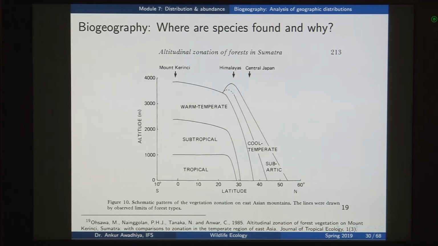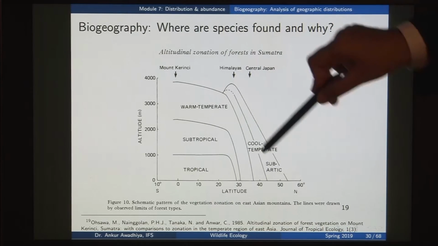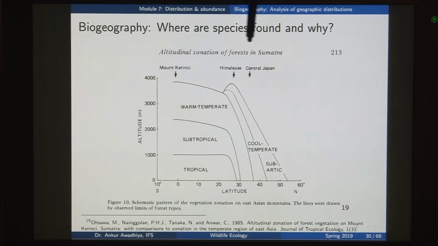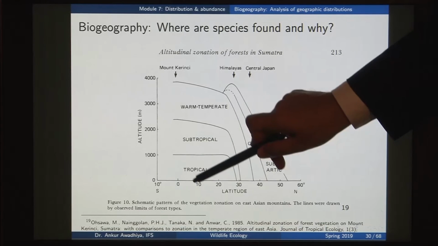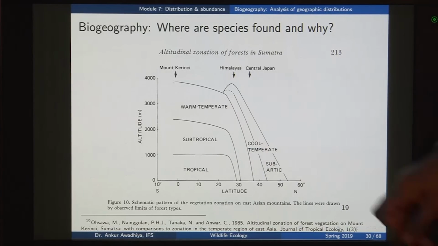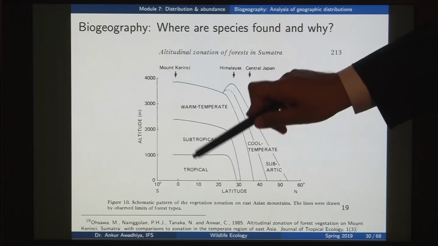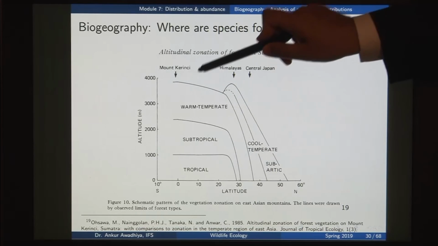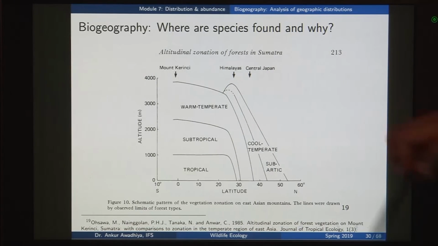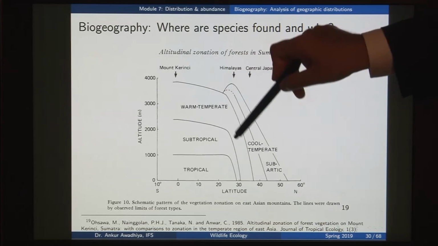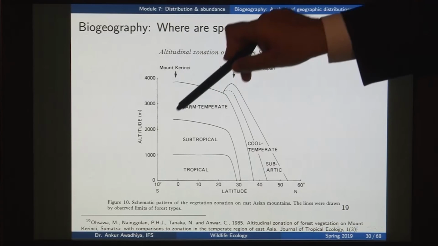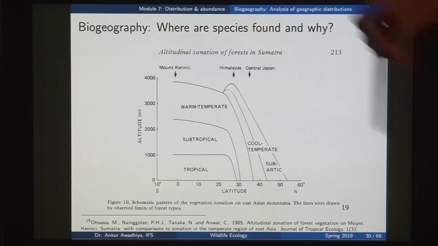Now, here we are talking about the altitudinal variation, the altitudinal zonation of forests in Sumatra. Say you have an area at 10 degrees latitude. If you move upwards, typically the temperature reduces. So, you will start seeing a tropical forest, then you will move to a subtropical forest, then to a warm temperate forest, and maybe later on you will even move to the alpine forest.